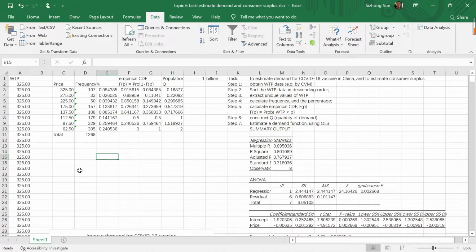So our task now is to estimate a demand function for COVID-19 vaccine in China. And then using the demand function we estimate, we want to calculate the consumer surplus. Okay, the first step is to obtain the willingness to pay data, and here we already have it. We can implement a contingent valuation study to survey consumers, soliciting consumers' willingness to pay for the COVID-19 vaccine.